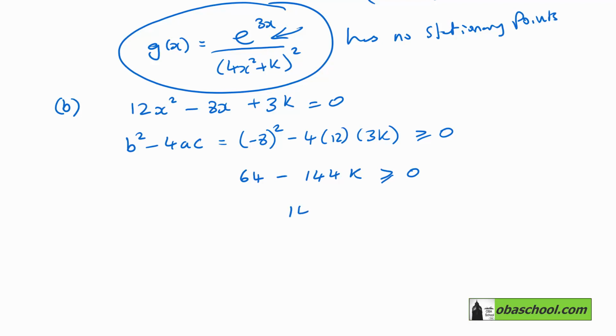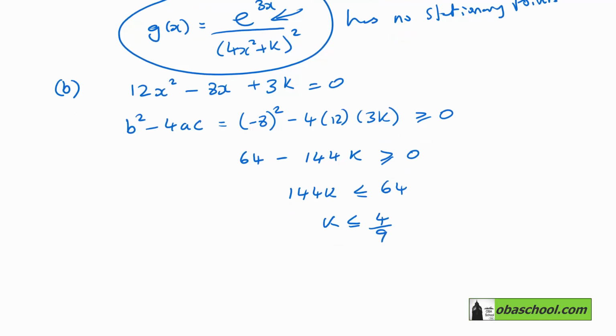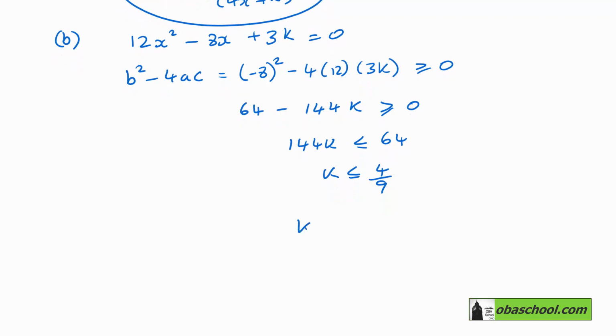So 144k is going to be less than or equal to 64, just rearranging. And that is going to give us that k is less than or equal to 4/9. Remember though that we were told that k was a positive constant, so a complete inequality here needs to be that k is greater than 0 and less than or equal to 4/9.